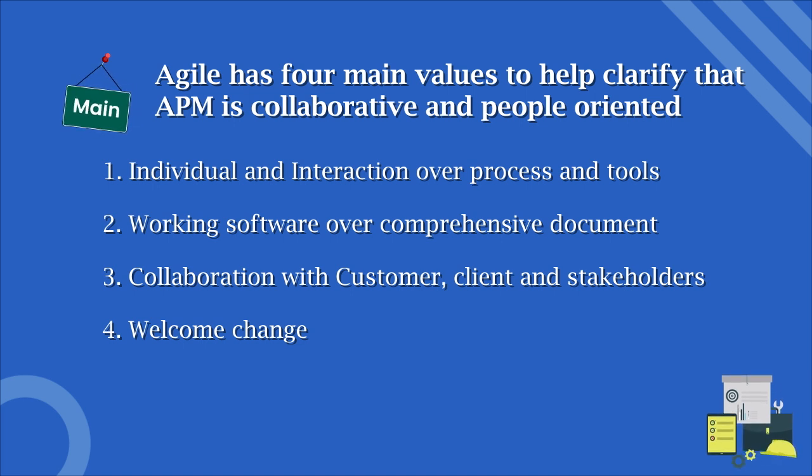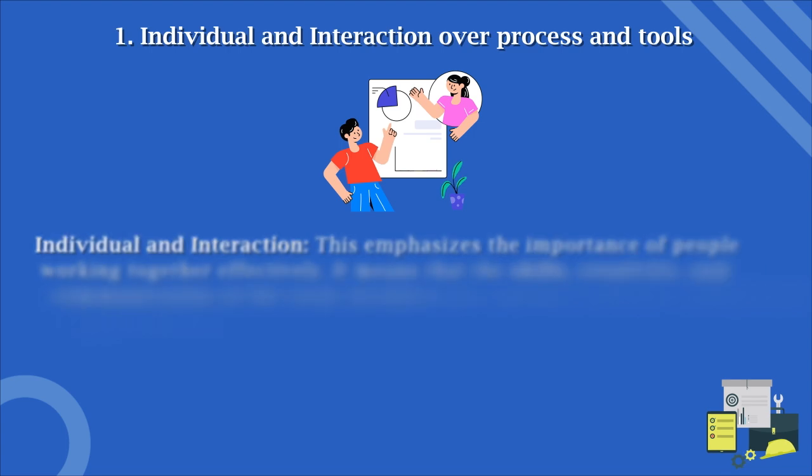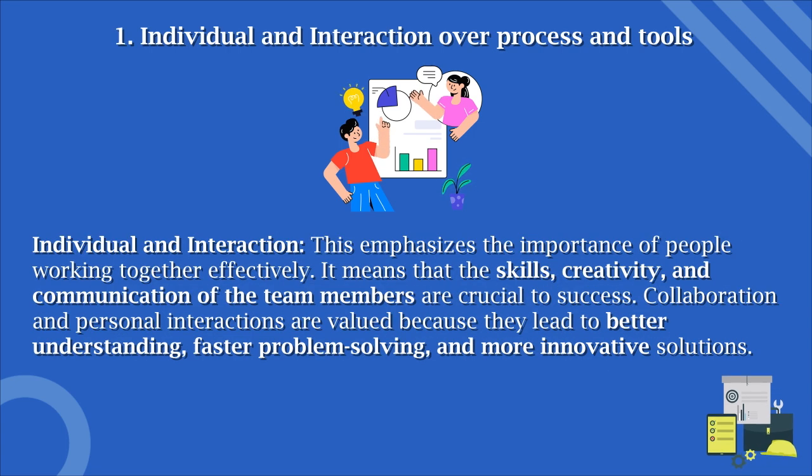Let's discuss each of them in detail. Individual and interaction over process and tools. This emphasizes the importance of people working together effectively. It means that the skills, creativity and communication of the team members are crucial to success. Collaborations and personal interactions are valued because they lead to better understanding, faster problem solving and more innovative solutions.